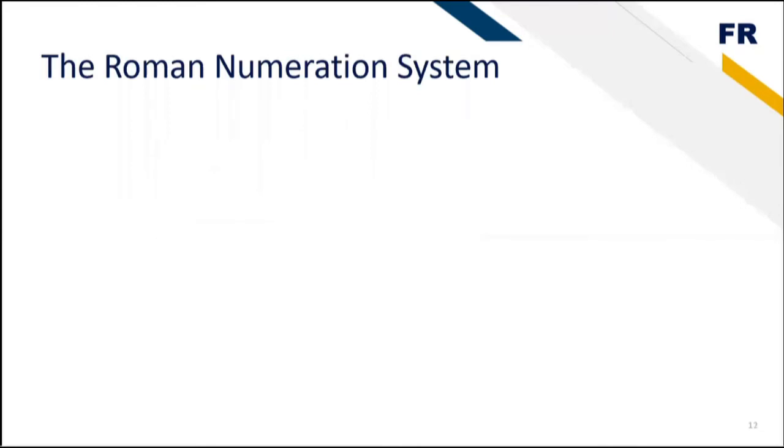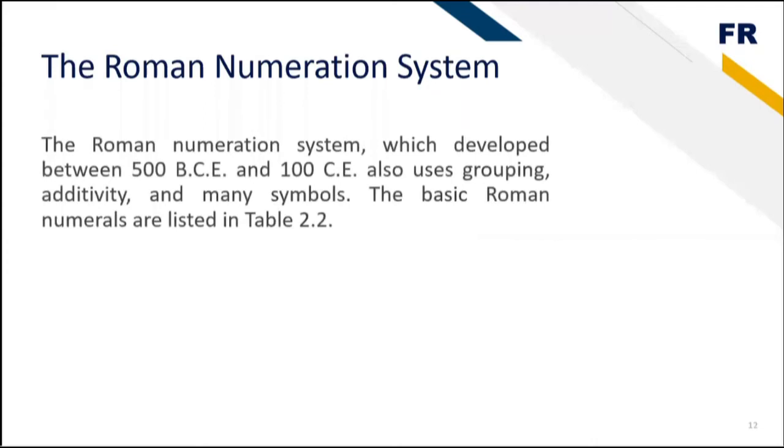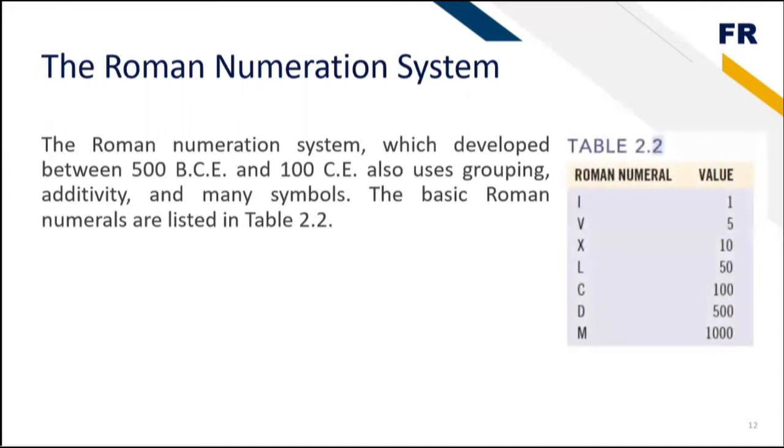Next, the Roman numeration system. The Roman numeration system, which developed between 500 BCE and 100 CE, also uses grouping, additivity, and many symbols. The basic Roman numerals are listed in Table 2.2.